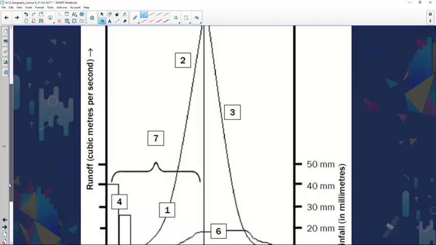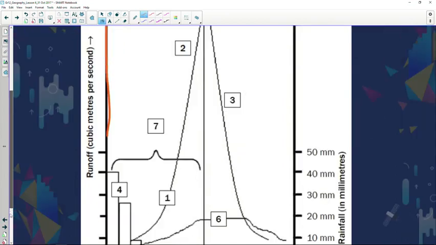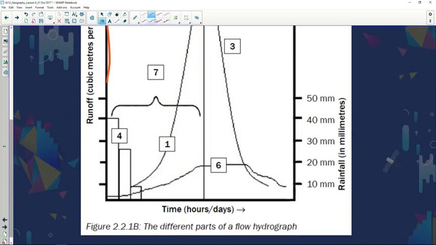Now, like all graphs, it has a vertical axis and a horizontal axis. Your vertical axis represents the amount of rainfall. Now, what do we measure it in? In millimeters. And the term that we use for runoff is cubic meters per second, how fast it's traveling.